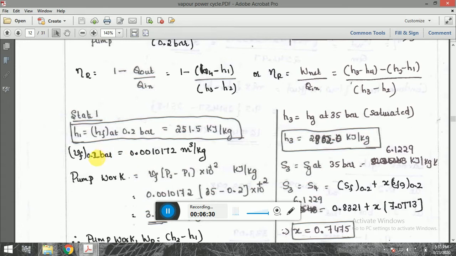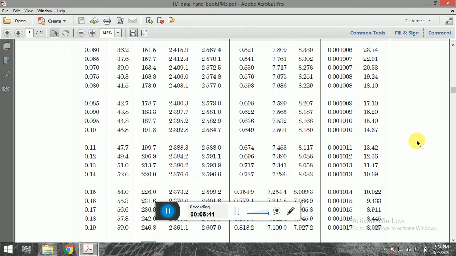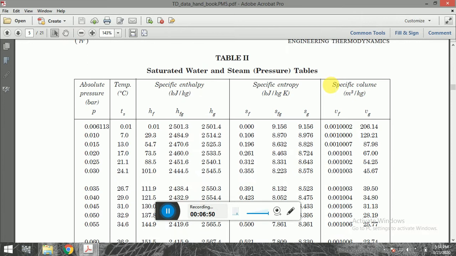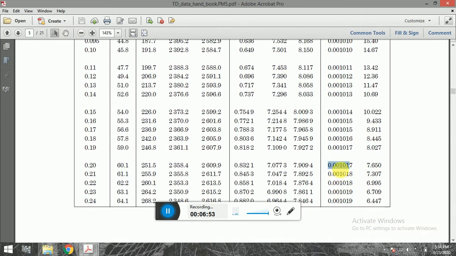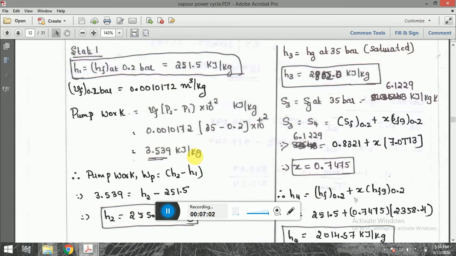To find the value of Vf, the volume of the fluid at 0.2 bar, we need to look at the chart, the steam table. We see along the x-axis 0.2 bar, and we look along this axis here. You see it is 0.0010, and so we note down this value: 0.0010102 meter cube per kg. So we know the 35 bar boiler pressure, the 0.2 bar pressure of the condenser, into 100, and the volume of the fluid, and we get the pump work.